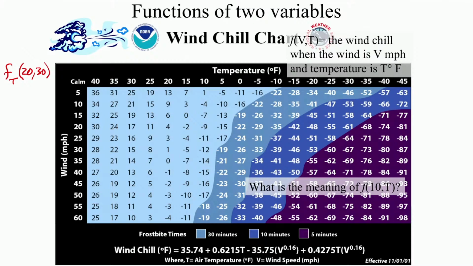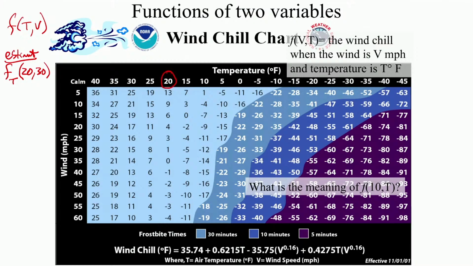Okay, so, just so you know, this is f of t comma v. That's 20 degrees, 30 mile per hour wind, just so you know what I'm looking at here. I want to estimate f sub t at 20, 30. So let's first of all find 20, 30.